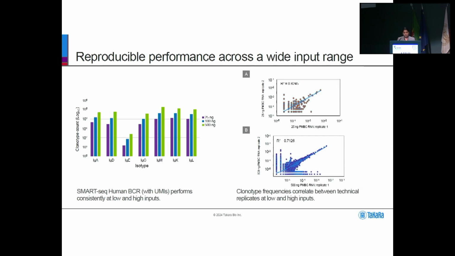Before I start discussing the spike-in data, I want to show here that we prepared the libraries with 25 nanogram, 100 nanogram, and 500 nanogram RNA inputs in triplicates, and we see an increase in clonotype counts as we increase the input, and we identify all the 7 isotypes for the BCR. There is a good correlation between the technical replicates, as the clonotype frequencies correlate between the low and high inputs.